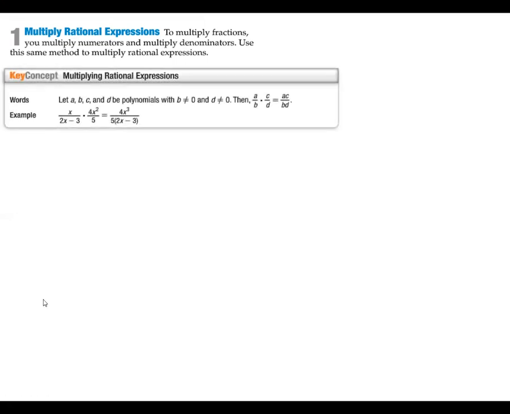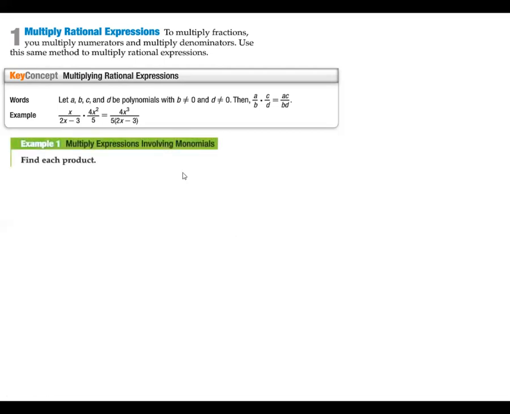So first, let's talk about multiplying rational expressions. To multiply fractions, you multiply numerators and multiply denominators. Just like with numbers, you multiply straight across the top, straight across the bottom. So we use that same method to multiply rational expressions. So remember, a rational expression contains a monomial or a polynomial in the numerator and in the denominator. So when you're multiplying rational expressions, you multiply the numerators and multiply the denominators. Now the thing is, sometimes you're going to have factors that cancel out. So whenever you multiply rational expressions, you always want to simplify and write it in lowest terms.